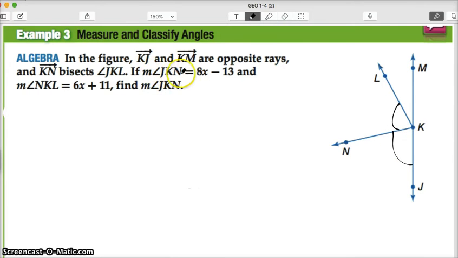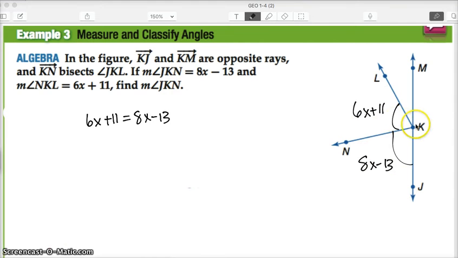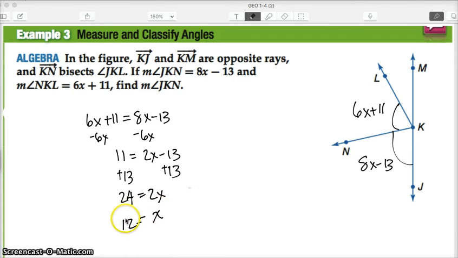Also, JKN is equal to 8x minus 13, and NKL is equal to 6x plus 11. We've got to find JKN. We want to know the measure here. Because this is an angle bisector, these two are equal, so I'm going to solve this equation. First, I get this. Then with a little bit more algebraic maneuvering, I get that x is equal to 12.